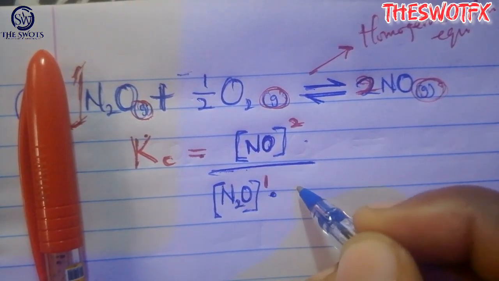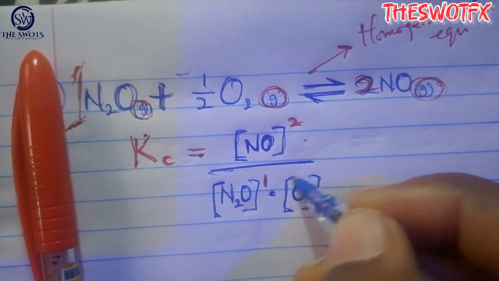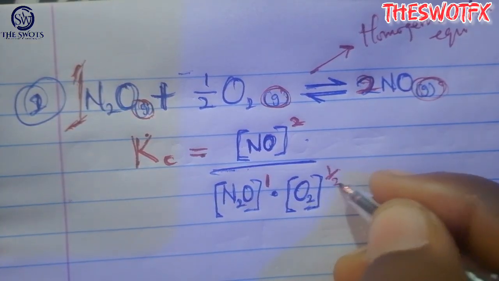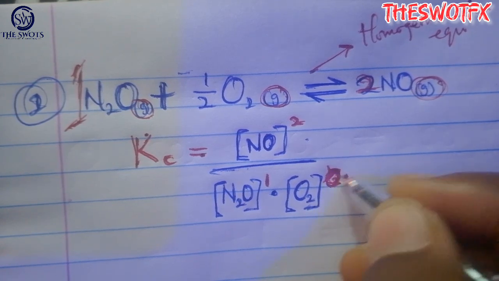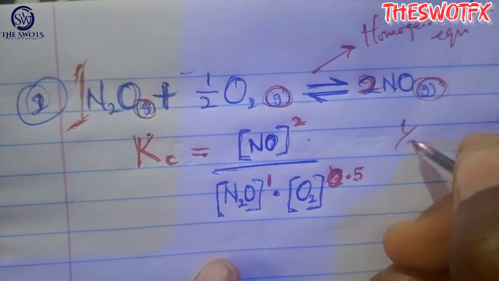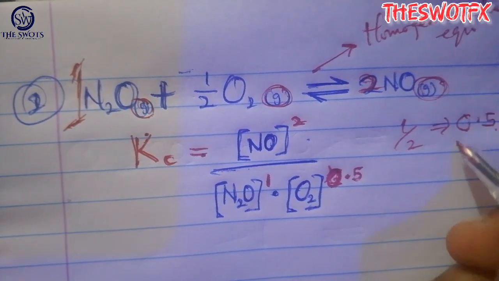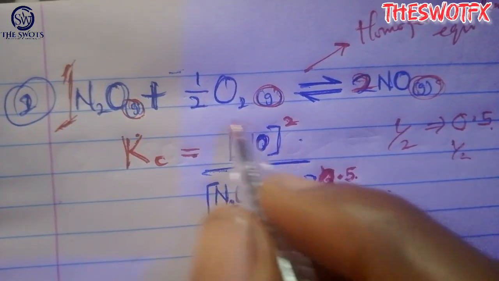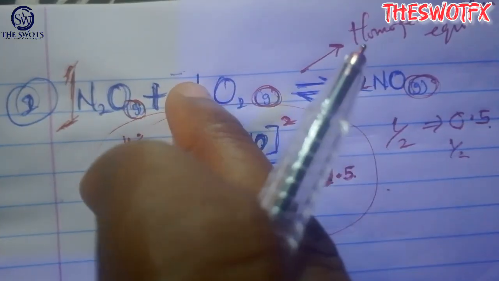Then let's take a look at the second one. Oxygen, O2. Then what is oxygen carrying? Oxygen is carrying half. Half is also 0.5. So you can just decide to use 0.5, since half is 0.5. Do you get it now? So you can decide to use 0.5 or use 1/2, whichever one you want. So this is how to write the equilibrium constant for this particular reaction.